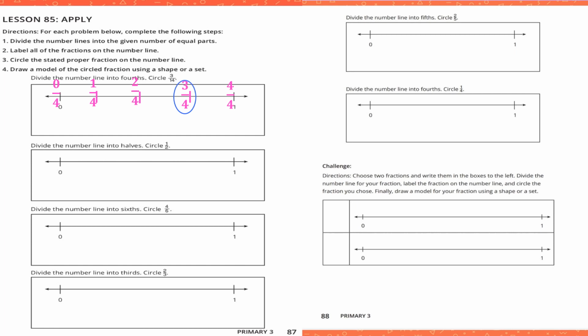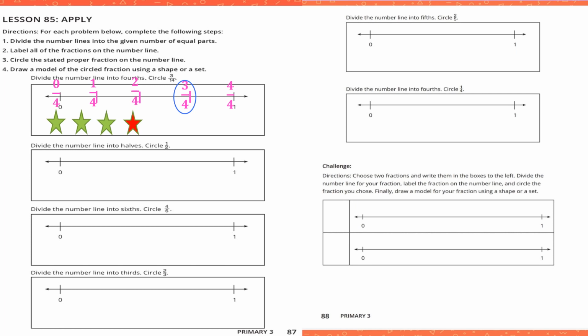Let's draw a model. Here I have a set of stars and I will ask you a question. What is the fraction of the green stars? How many green stars? Yes, 3 out of the total stars, 4.